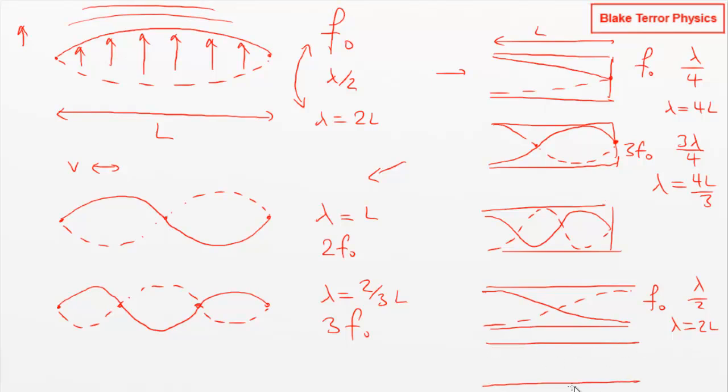When we go to the next setup, then we're going to get a full wavelength in. So we're going to go down to the bottom and back up again. So that is now lambda is equal to L, which means we've doubled the frequency. So it's quite easy to draw these things out. We're just adding in more nodes each time. You know, we started off here, we've got 2 nodes, 3 nodes, 4 nodes. Here we've got 1 node, 2 nodes, 3 nodes.